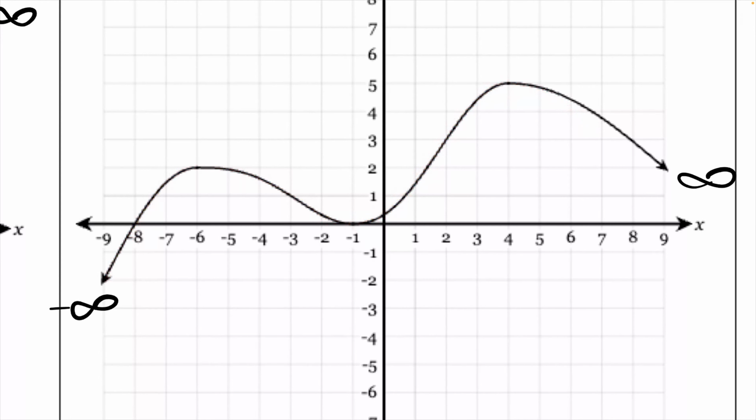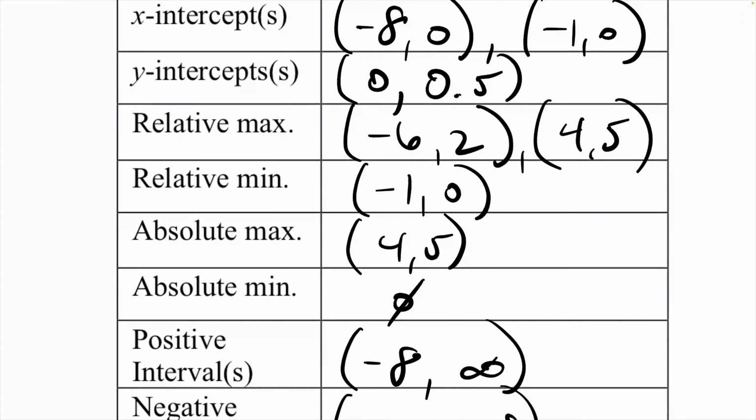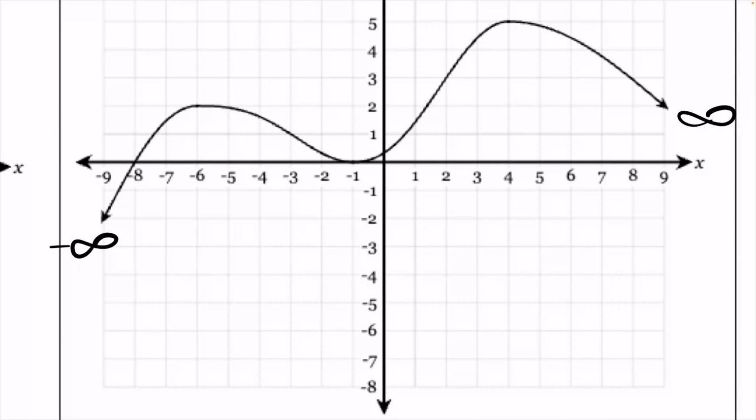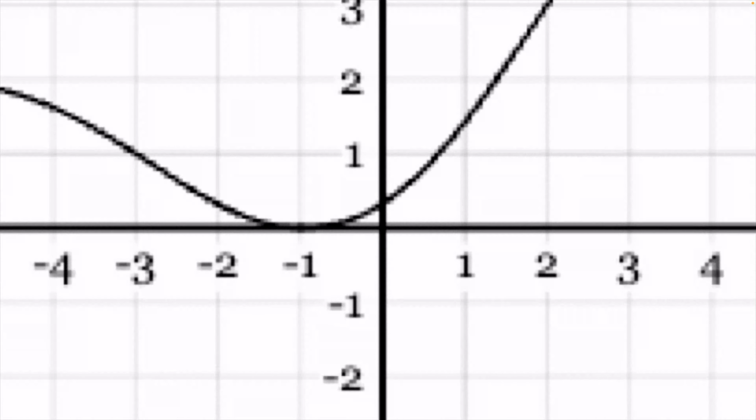So -1, 0. Now, what's the overall lowest? There is none, because those arrows are going to go down forever and ever. Remember, relative means just in the neighborhood. So in this neighborhood here, what's the low point? Right there. -1, 0. Okay, great question. Anyone else have a question, want me to show?